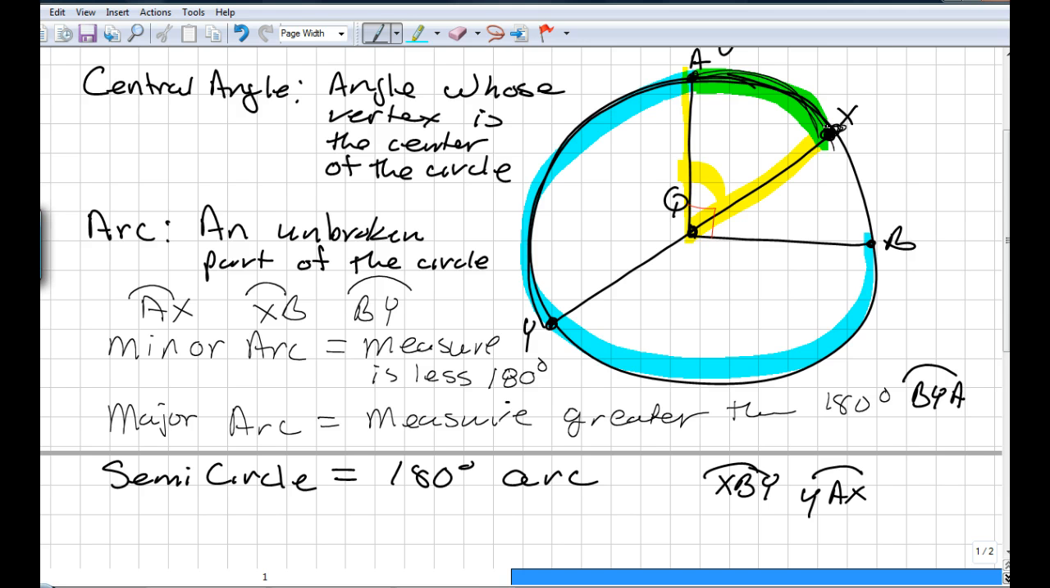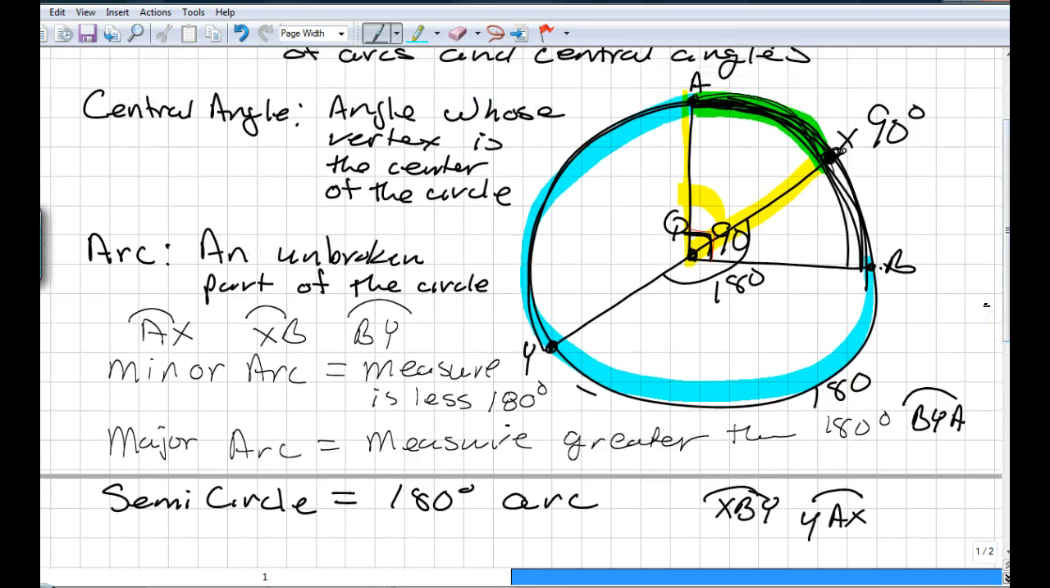Now the thing that's important is that the measure of a central angle is equal to the measure of its intercepted arc. So this angle is 90 degrees. Angle AQB is 90 degrees. So that means arc AB is also 90 degrees. And so arc ABY is half a circle. So the central angle is 180, so the arc is 180. That's the key idea: the measure of the central angle equals the measure of the intercepted arc, and vice versa. So if arc YA is 90 degrees, that means this angle must be 90 degrees.